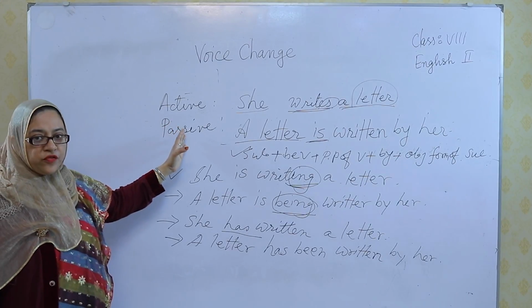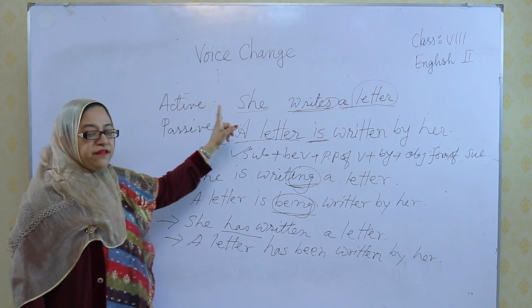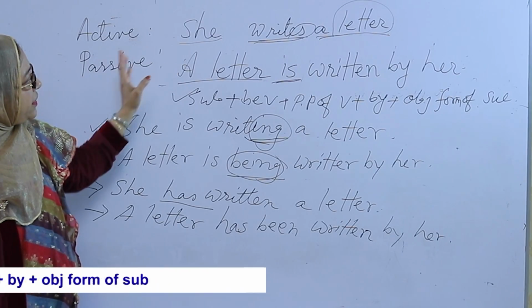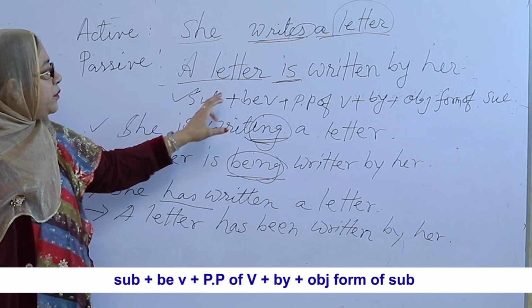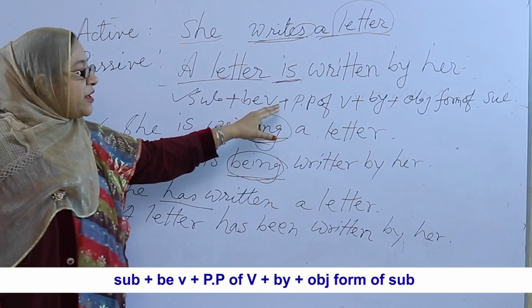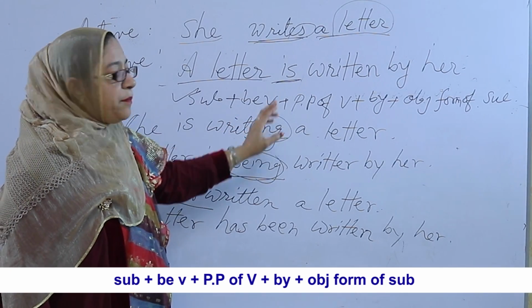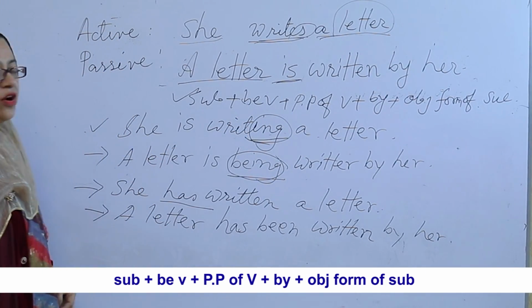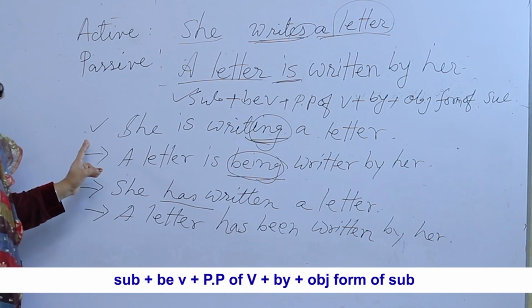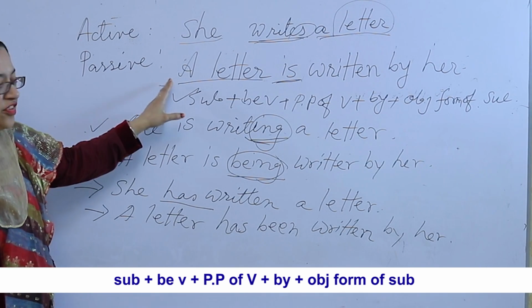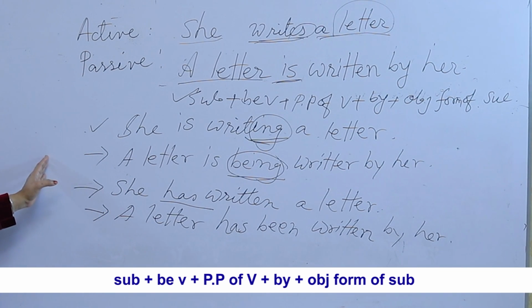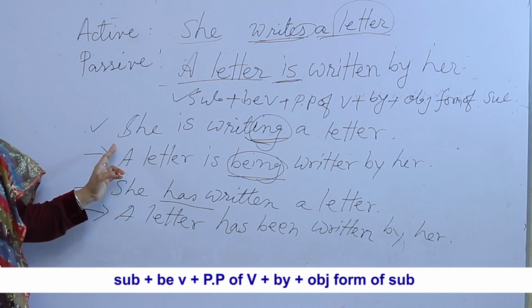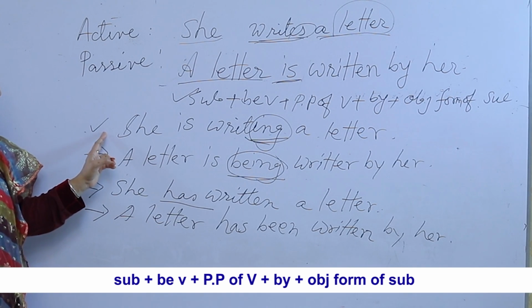So look at the board, students, look at the board. This is the simple sentence. I turn it into passive by using this structure, subject plus be verb plus past participle form of verb plus by objective form of subject. The answer will be a letter is written by her.